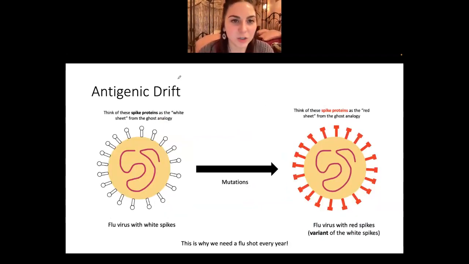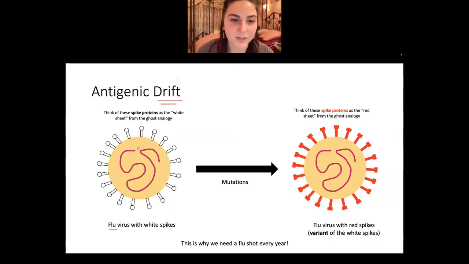Antigenic drift is terminology you should 100% know. Here's the flu, and it has white spike proteins on its surface. Think of this as the white sheet. Then some mutations happen, and now the spike proteins look like they're red. Think of this as the red sheet. This is a variant of these white spikes.